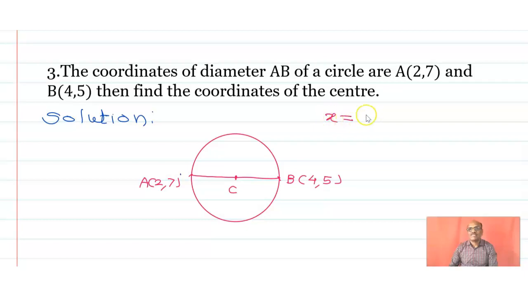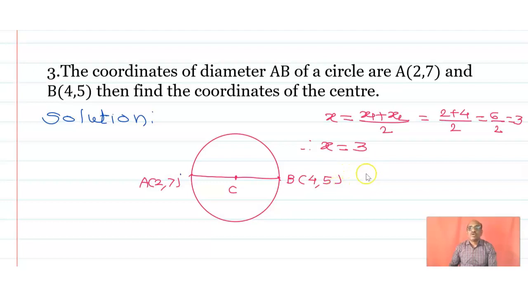x equals x1 plus x2 upon 2. What is x1? x1 is 2. 2 plus 4 upon 2, 6 upon 2. Therefore, here you will get x equals 3. Okay, this is the first.